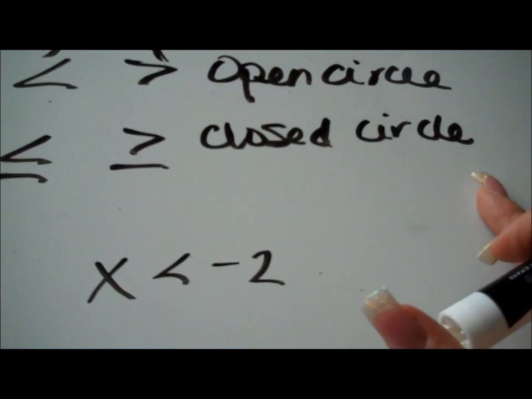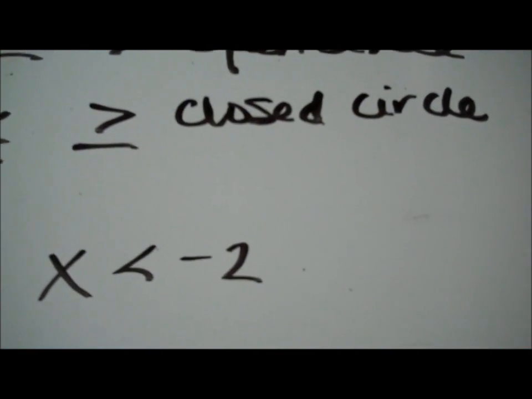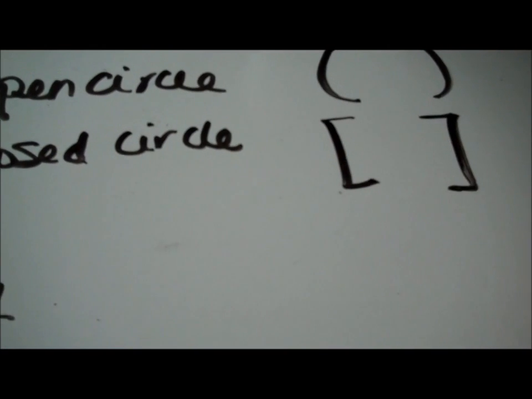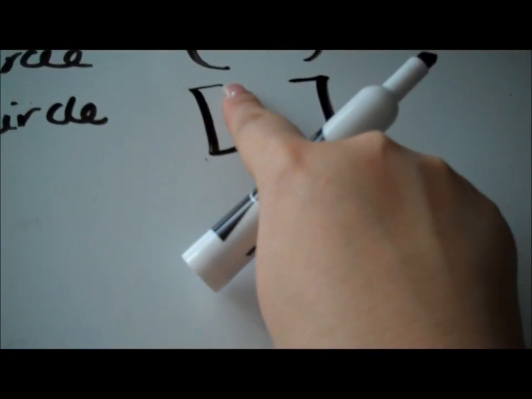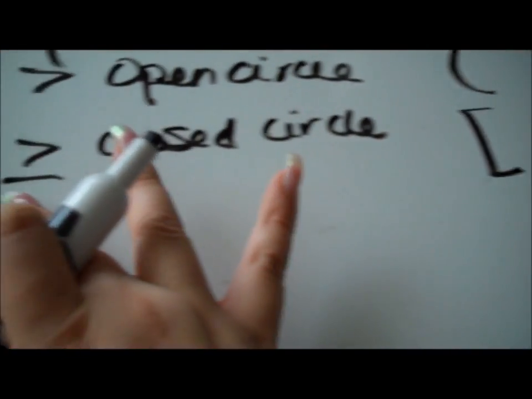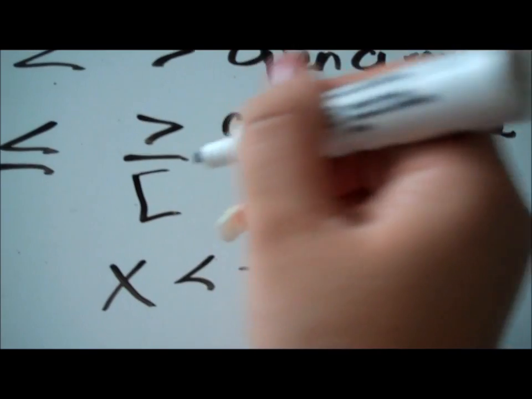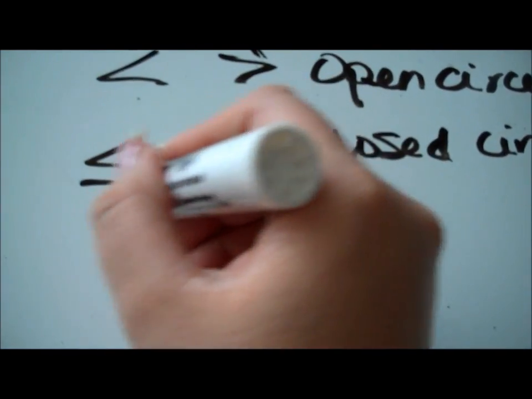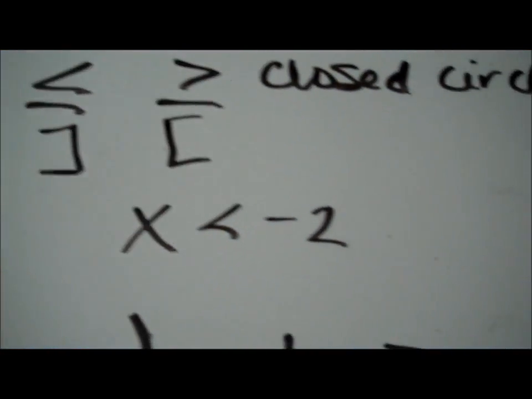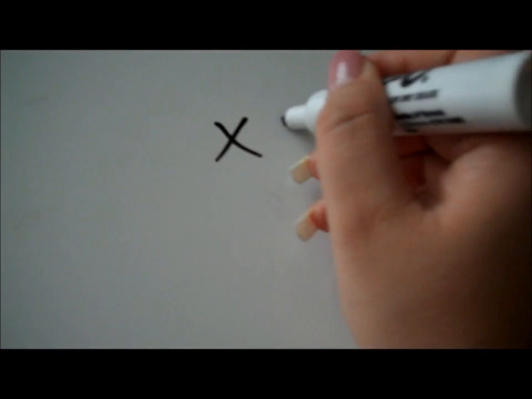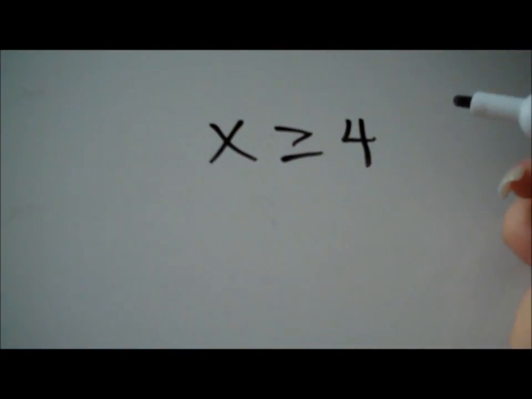Okay? Now, if I have these symbols, the less than or equal to or the greater than or equal to, we used to use a closed circle. We don't do that anymore. We use brackets. Okay, so think of the little brackets as being like fingers that are holding on to that number. So the same thing applies. If I'm doing greater than, I'm going to use that bracket, and if I'm doing less than, I'm going to use that bracket.